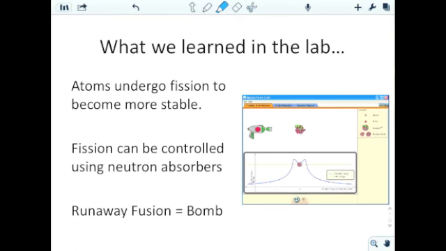What we learned in the lab is that atoms undergo fission to become more stable, and fission can be controlled using a neutron absorber. And runaway fusion, we call that a nuclear bomb.